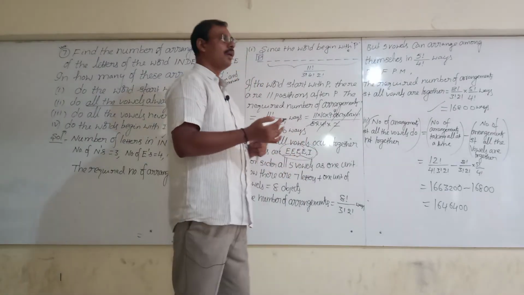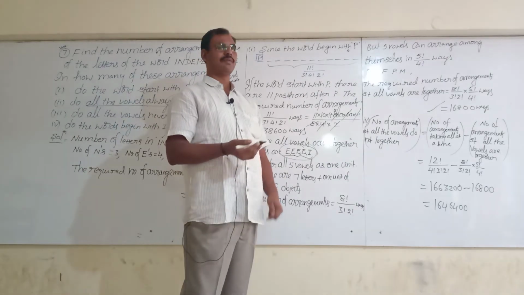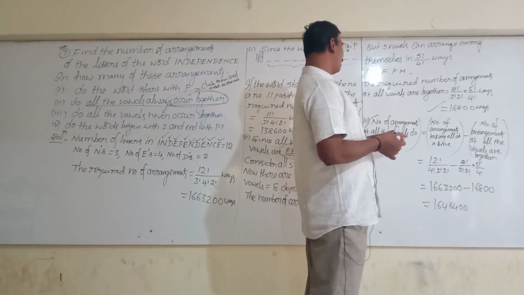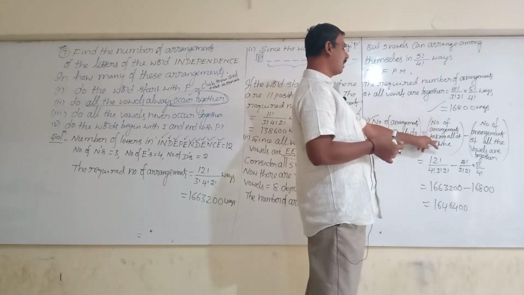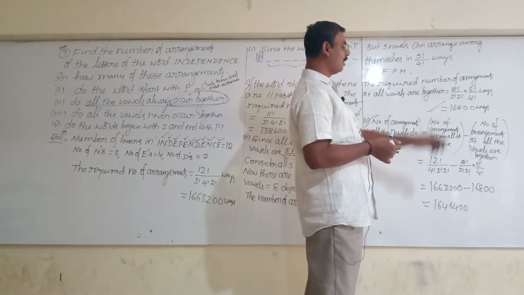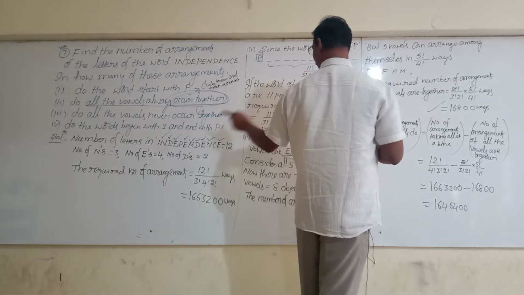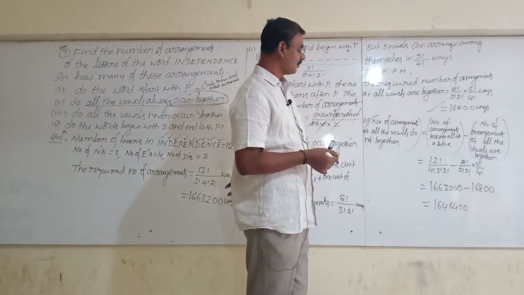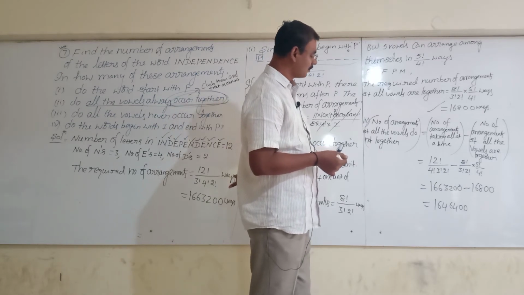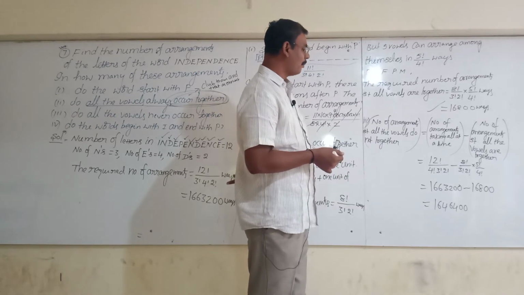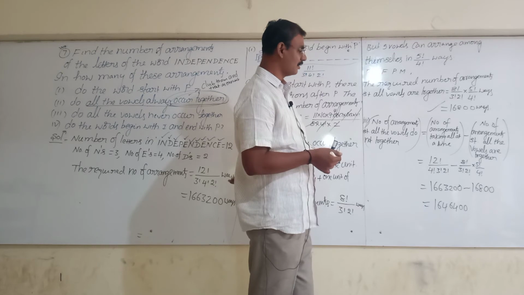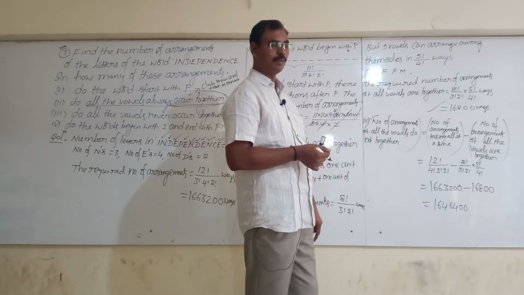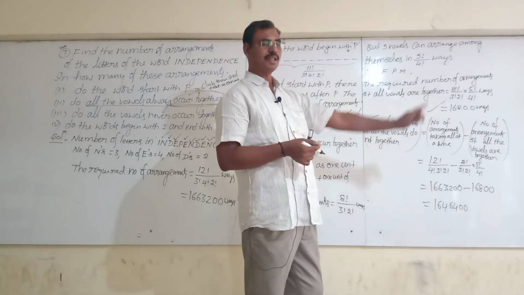And one more easy question, do not together. Whenever we get do not together, what to do? Simply total minus all together. So the number of arrangements such that all the vowels do not come together equals the total number of arrangements minus the number of arrangements such that all the vowels are together. So total is 1,663,200 minus 16,800. Subtract this one, we get 1,646,400 ways.